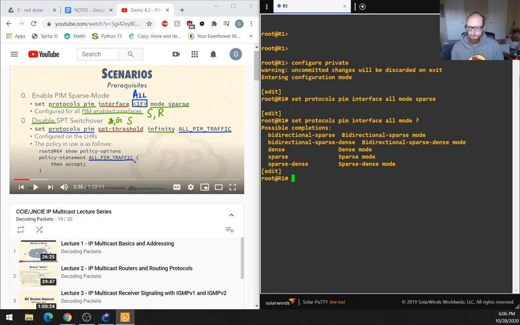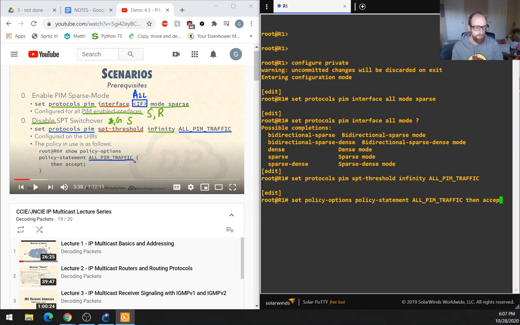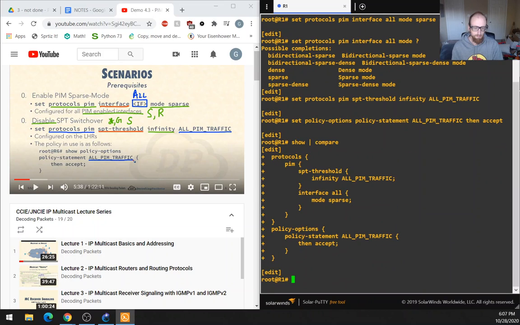Alright, so now let's disable the PIM traffic. So set protocols pim spt-threshold infinity, and then we'll call it all-pim-traffic. Okay, so we'll need to create the policy: set policy-options policy-statement all-pim-traffic then accept. Yeah, that looks good to me.